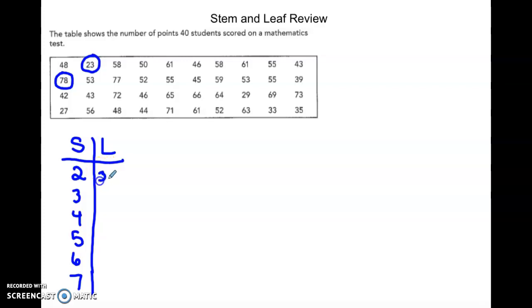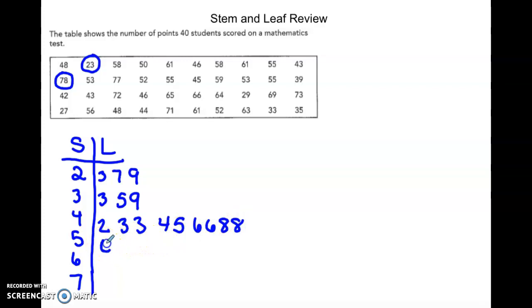So starting with 23, 27, 29, 33, 35, 39, and keep going until you have filled out all your numbers. It really makes it easier if you cross off as you go along so that you don't forget any numbers.